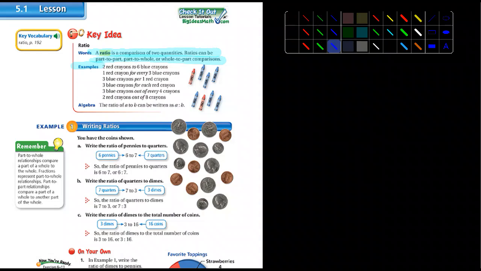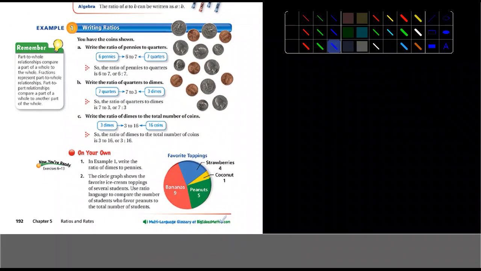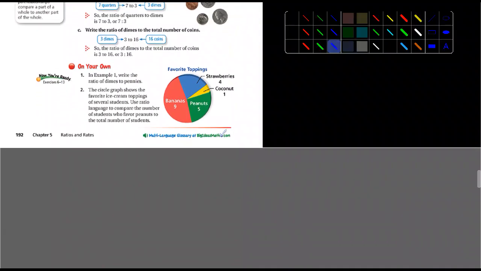All right. Example 1. Let's go a little bit further here. It says the coins, there's 6 pennies to 7 quarters. So the ratio is 6 to 7, and this is what I wrote a couple minutes ago, or 6 to 7 using a colon. It means the same thing. Let's drop down a little bit further. It says on your own. In example 1, write the ratio of dimes to pennies. I'm not worried about that.